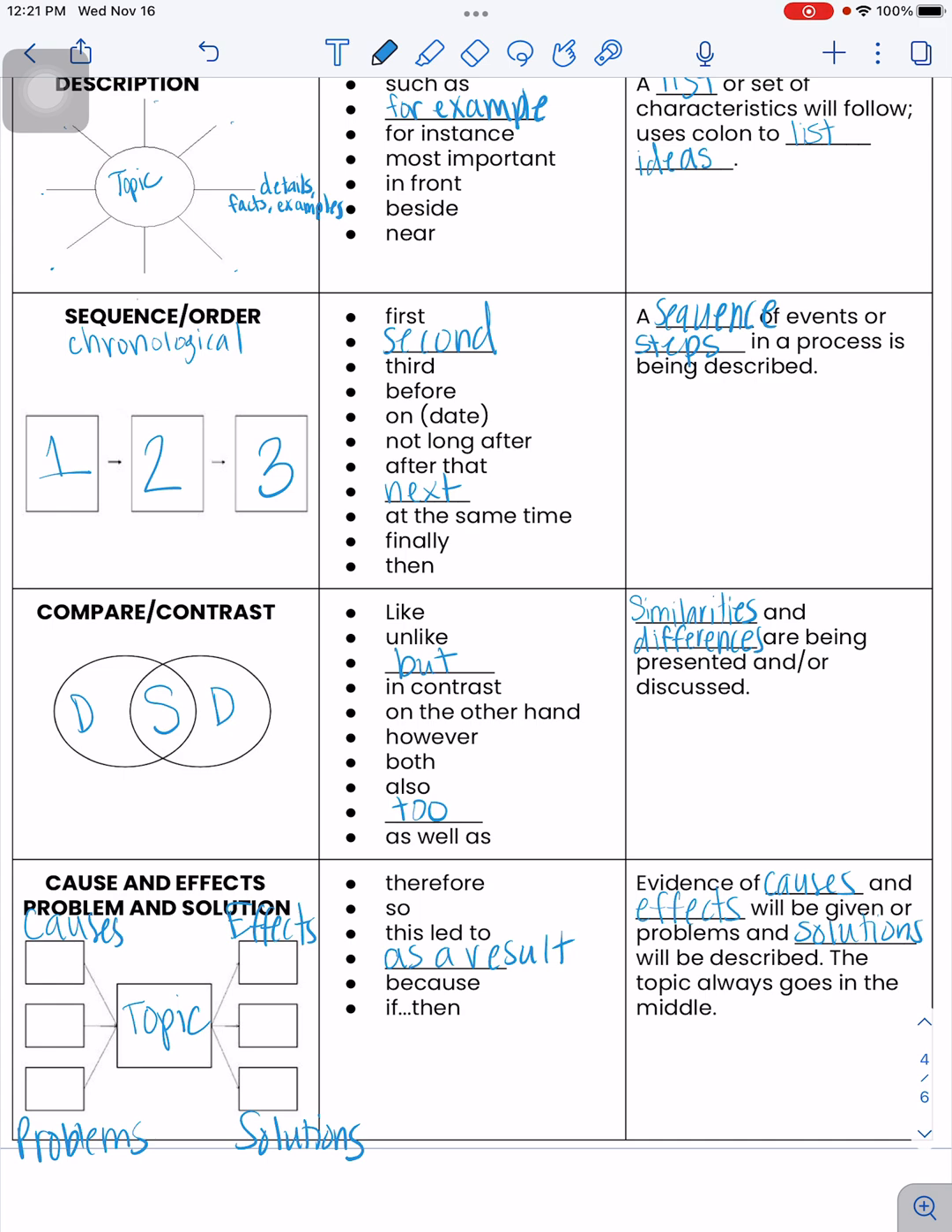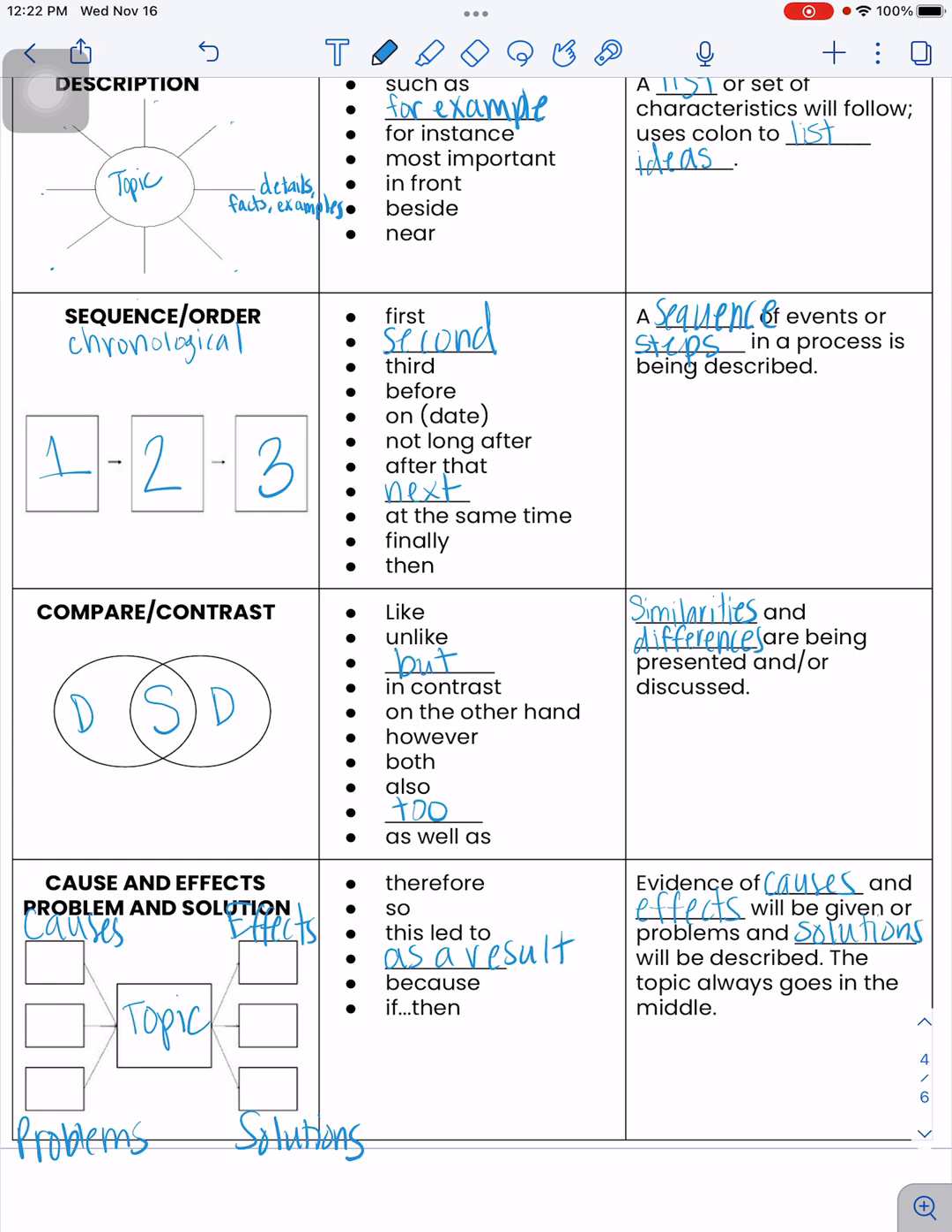So with cause, effect, and problem solution, it's easy to get these mixed up. So you need to make sure that you're really careful that if something is cause and effect, you should see specific causes listed, specific effects listed. If you are saying that it is problem solution, there needs to be a clear issue that you can identify and a clear way to solve that issue.